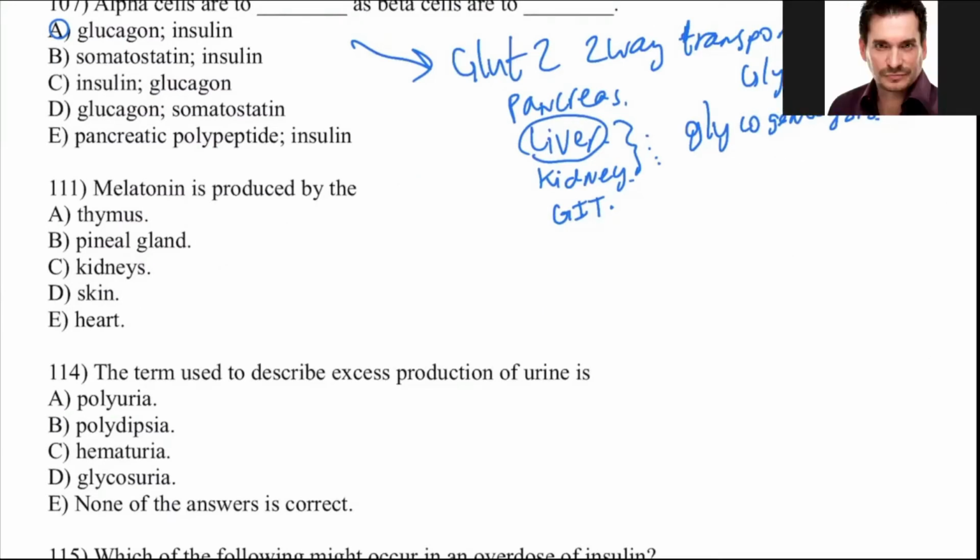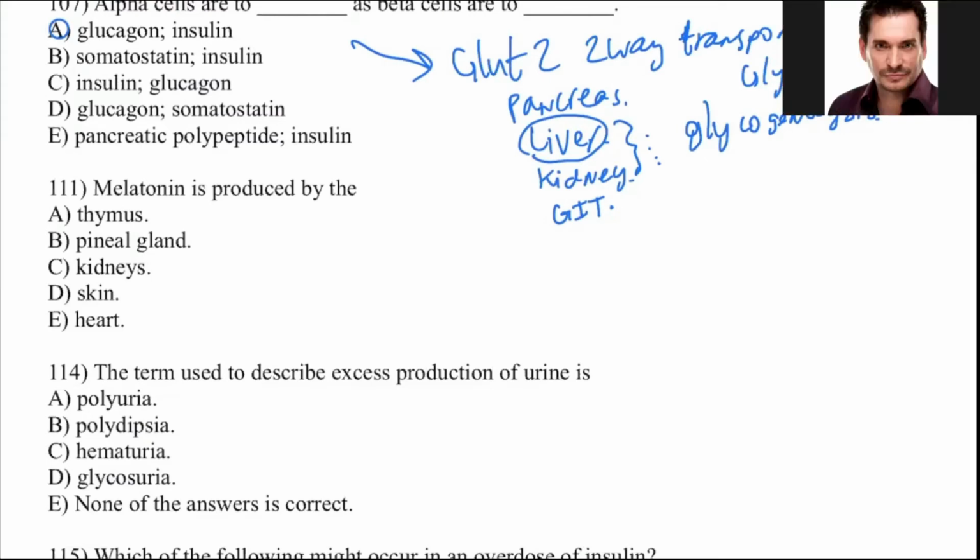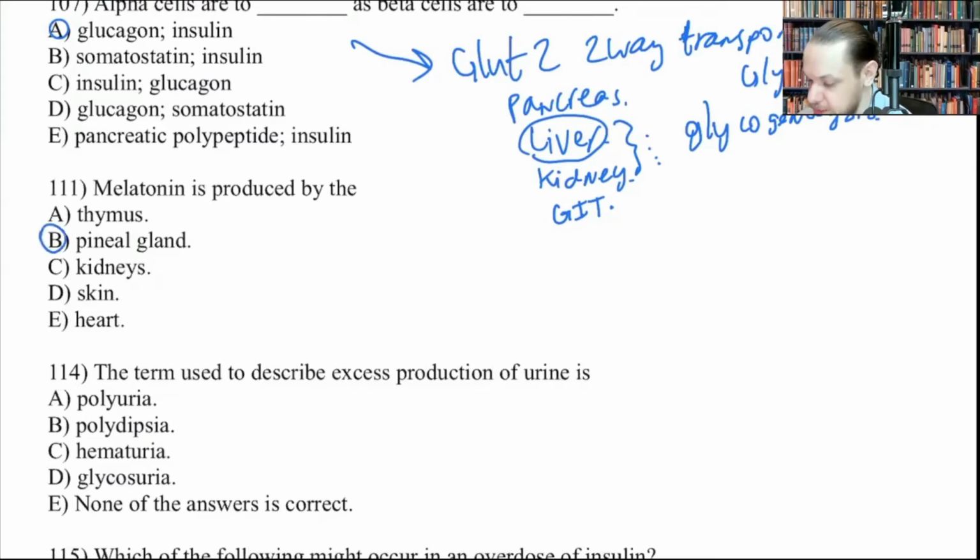Okay. Melatonin is produced by the... B. Oh yeah, B is correct. Pineal gland, right? So melatonin is responsible for our circadian rhythms, right? It helps us sleep, right? So it is secreted by the pineal gland in the central nervous system.